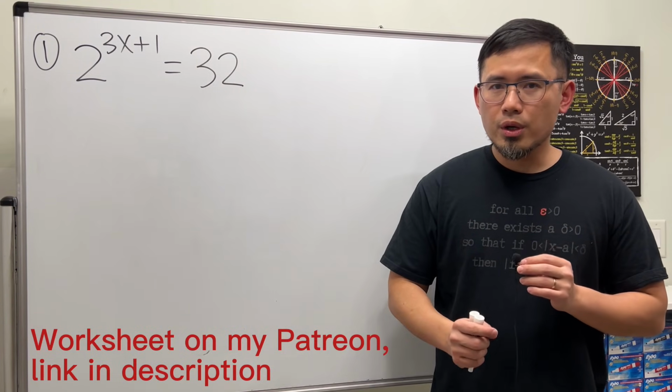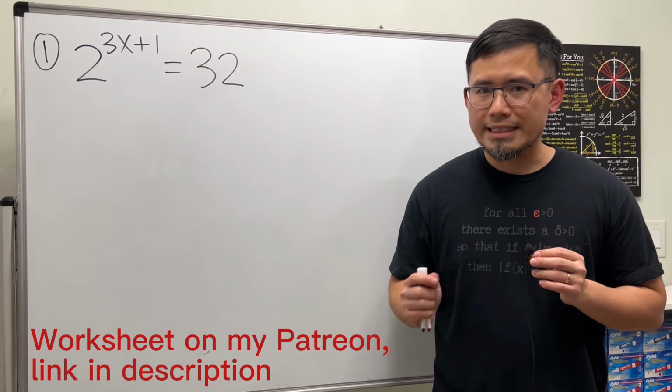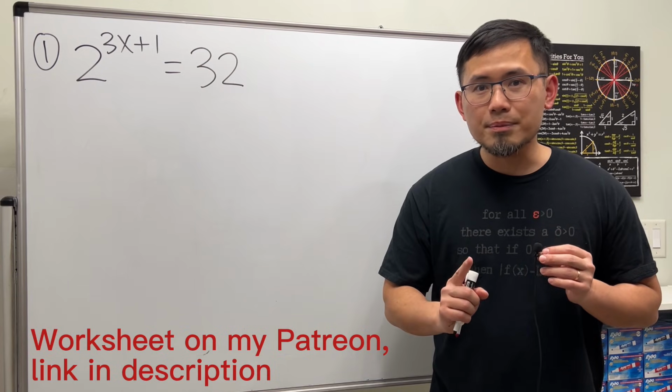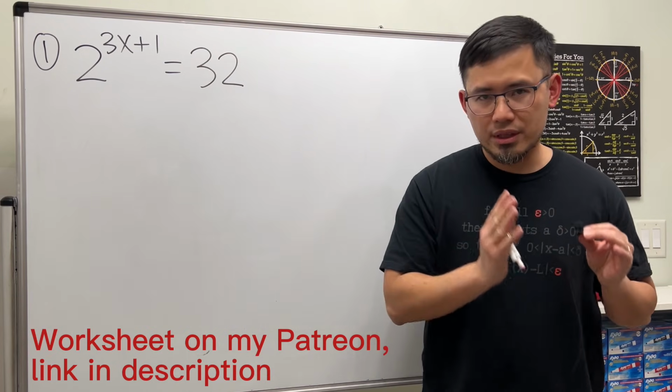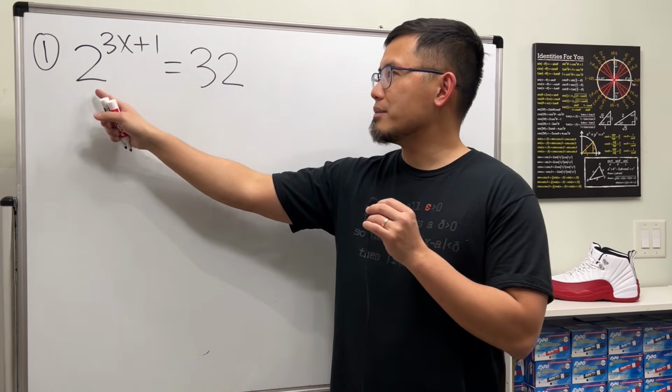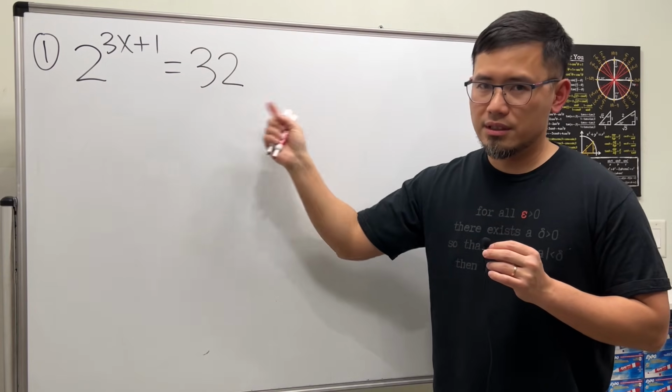In this algebra tutorial, we will go over how we can solve exponential equations. We will do 10 examples ranging from basic to more difficult. Here's the first one. We have 2 to the 3x plus 1 equals 32.